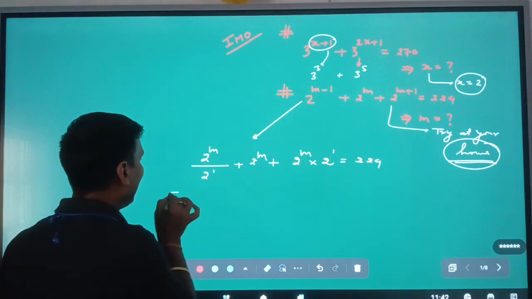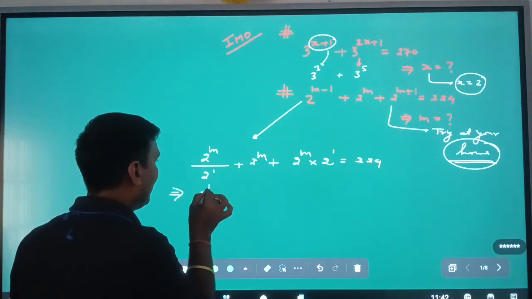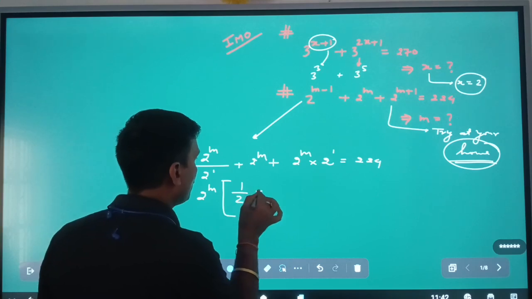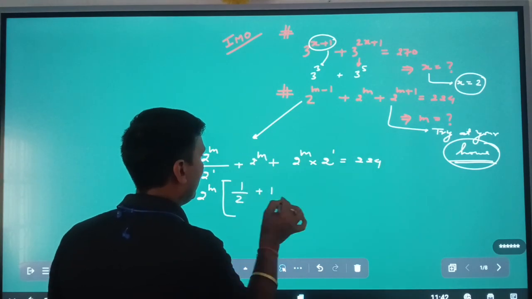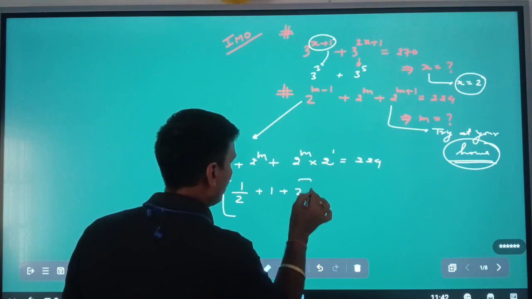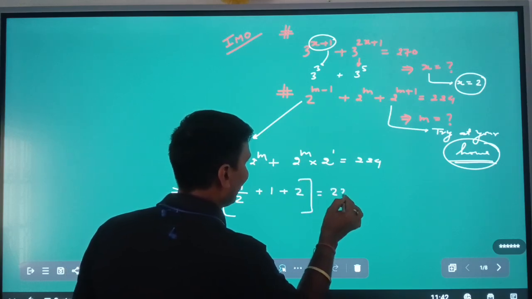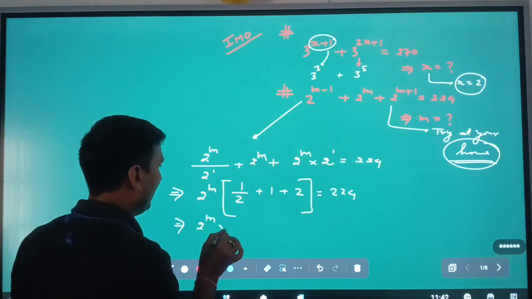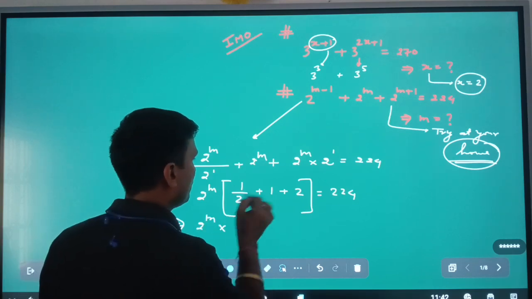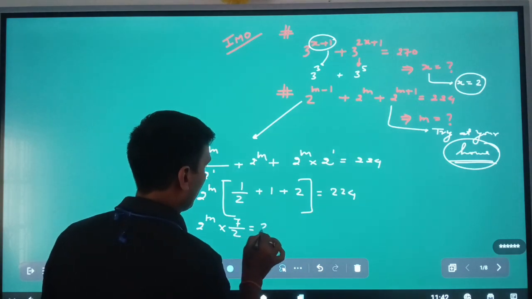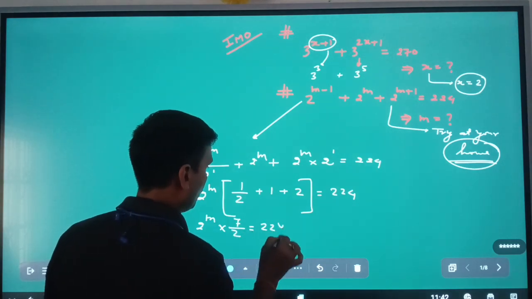Now what can we take common? We can take common by algebra 2 raised to the power m, and we have 1 by 2 plus 1 because there is nothing here, and 2. So finally what are we getting here? We are getting 2 to the power m into 3, 6 plus 1, 7 by 2, that is equal to 2 to 4.